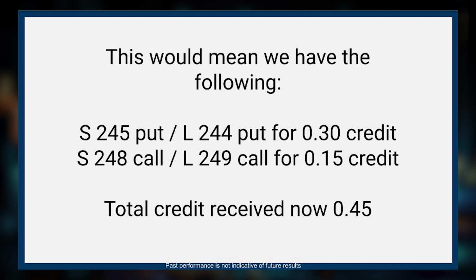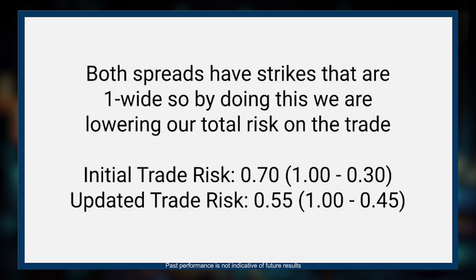That would mean we'd have the following. We'd have a short 245 put, long a 244 put, short a 248 call, long a 249 call. In a sense, this is called an iron condor that we now grew into, with a total credit received of 45 cents with reduced risk now. Both spreads have strikes that are $1 wide, so by doing this and lowering that total risk on the trade, our initial risk was 70 cents because we only got 30 cents. Now our new risk is 55 cents.